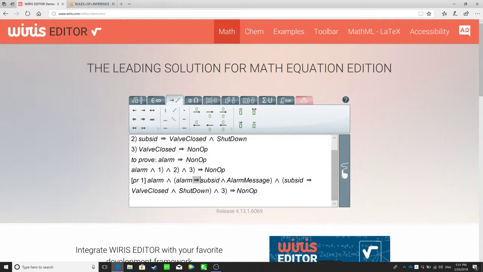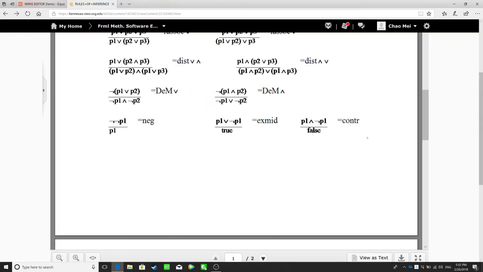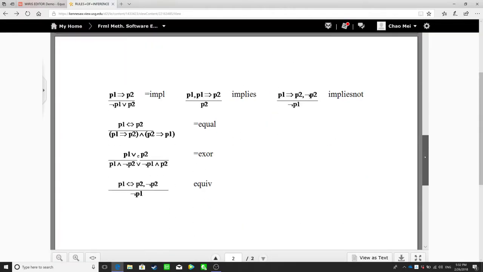But we have a way. We have a rule that we can deal with implication. Remember? It's here. If P1 implies P2, we can deduce the negation P1 or P2. So that actually helps you remove those implications. Why do we want to remove the implication here?